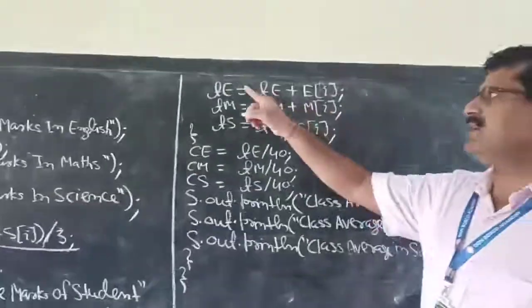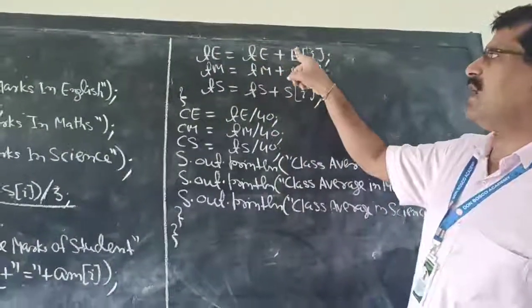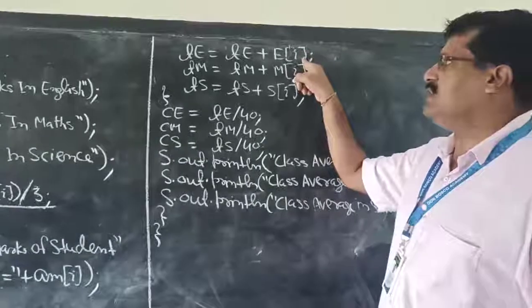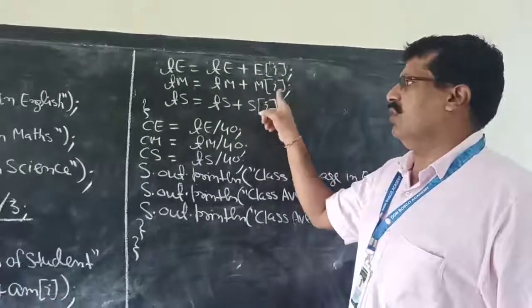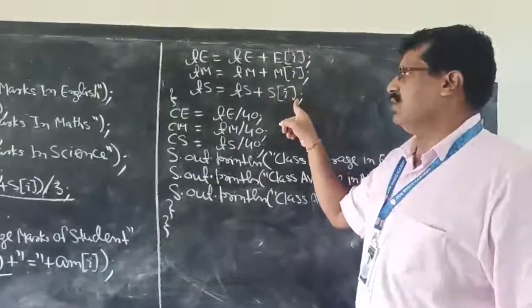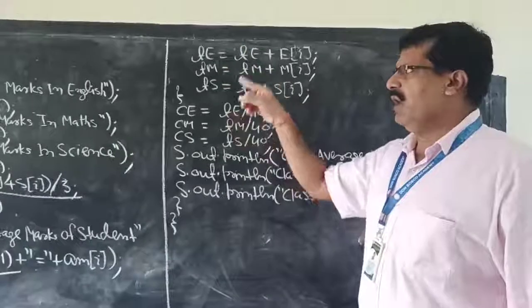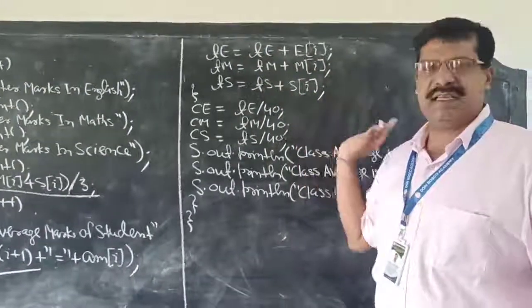Now after printing the average marks, you calculate the total marks. You calculate total marks: total marks of English equals total marks of English plus E[i]. E[i] means E0. Total marks of math equals total marks of math plus M0. Total marks of science equals total marks of science plus S0. Loop is closed. So how many times will this loop run? 40 times, and the total marks of English, math and science are calculated.